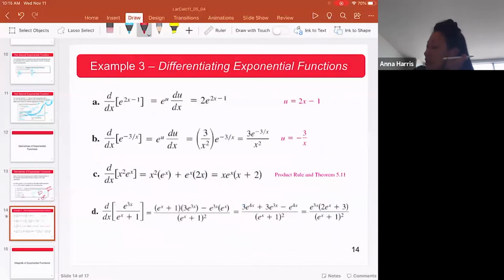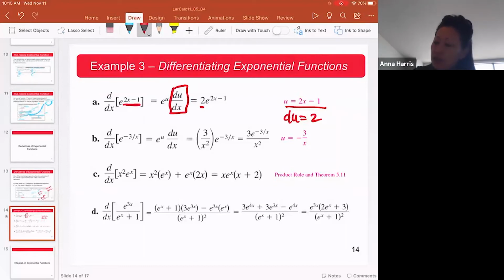All right, so let's look at the example. So right here is the example. So you can consider that to be your u. And you're going to say du is equal to what? 2. So you have 2 right here. That came from this one. All right, next one, you have this, and you're going to say u to be this, which you can rewrite as negative 3x to the negative 1. And then du would be negative 3 times negative 1 x to the negative 2, which means 3x squared. So that's where that came from.